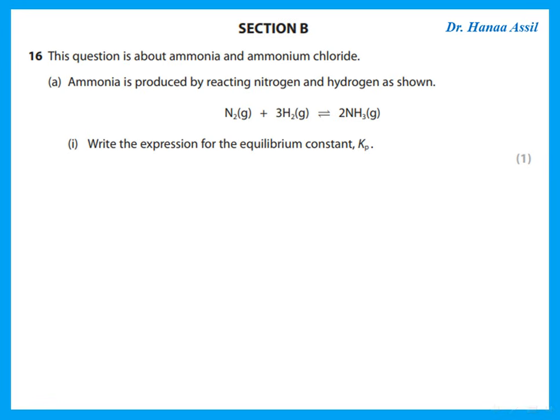This question is about ammonia and ammonium chloride. Ammonia is produced by reacting nitrogen and hydrogen, and he's saying write the expression for the equilibrium constant Kp. Remember that Kp has to do with partial pressure, and it is the partial pressure of the products to the power of their coefficient over the partial pressure of the reactants to the power of their coefficient. So this is the expression for Kp.